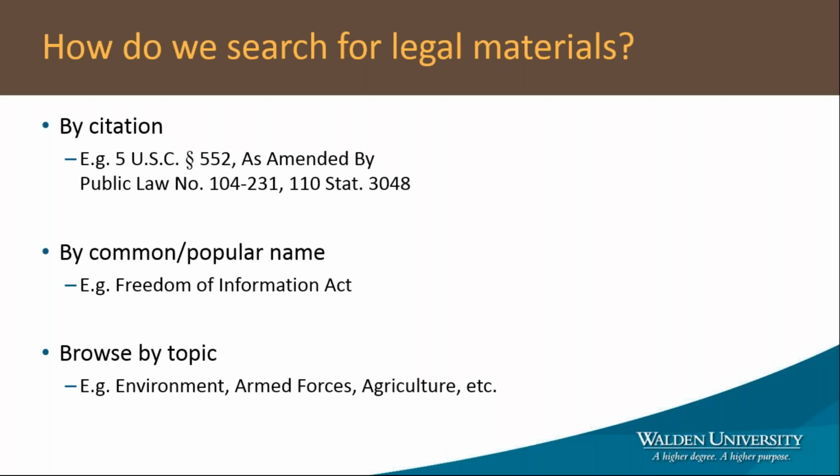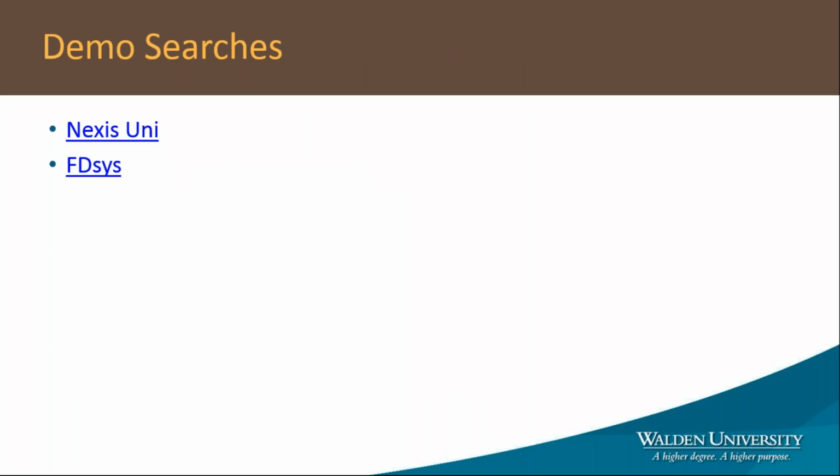Another way you might search is by common or popular name, like the Freedom of Information Act. And then finally, you can browse by topic, which is probably what you'll be doing in the initial stages of your research.